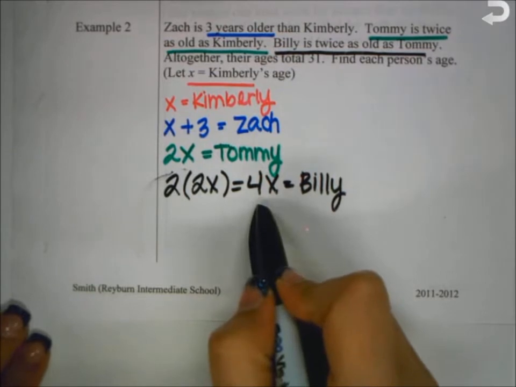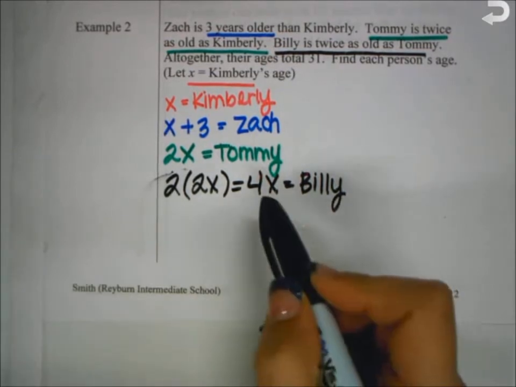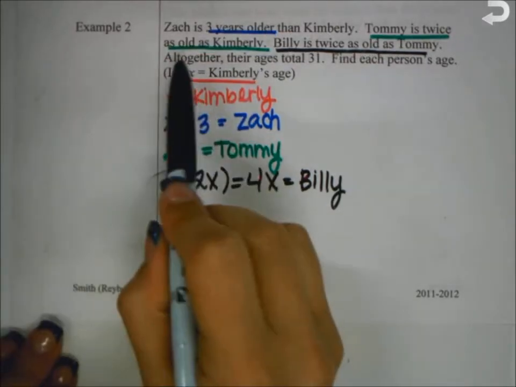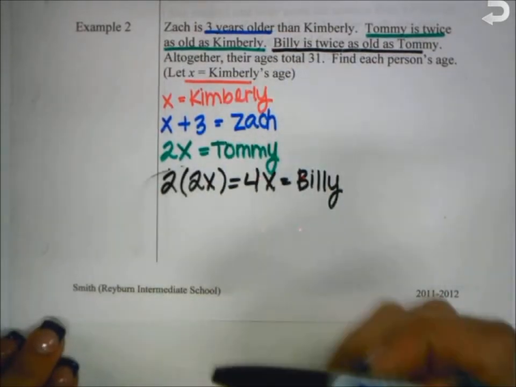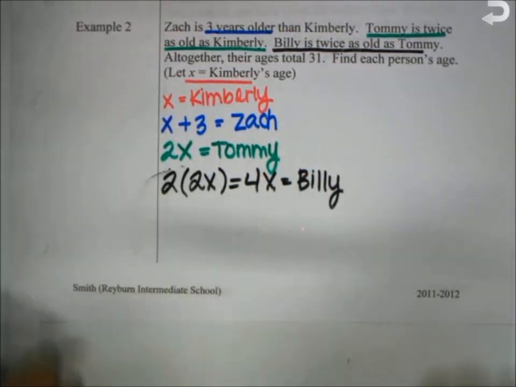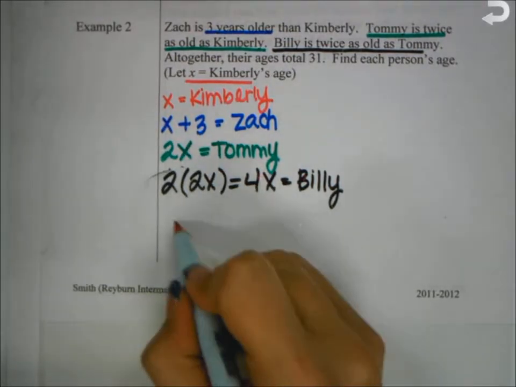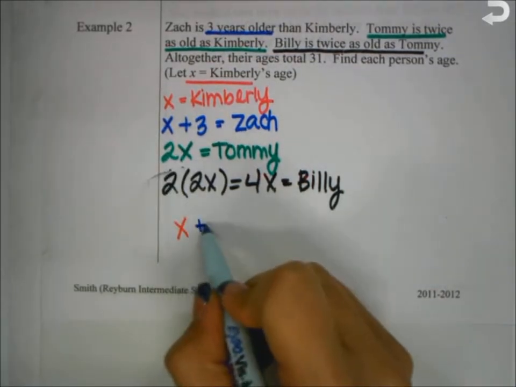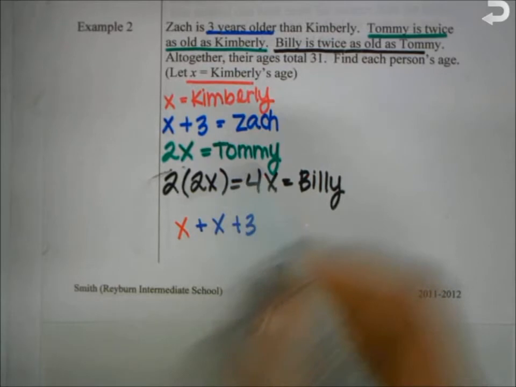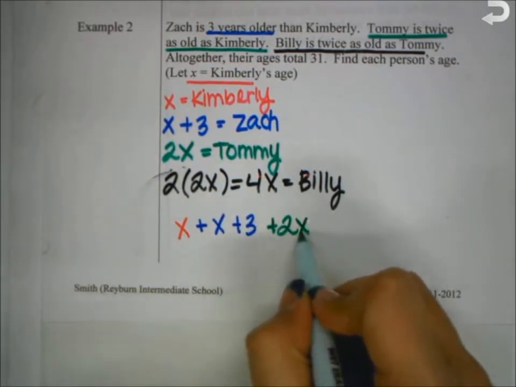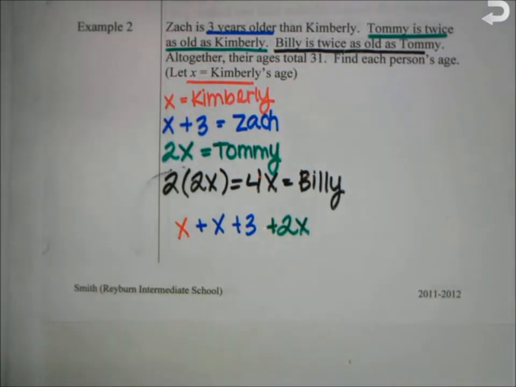Alright. So now we also know that their ages total 31. So what are we going to do? We're going to add all of these up together and set it equal to 31. So we would get x plus x plus 3 plus Tommy, who is 2x, plus Billy, who is 4x. All of that equals 31.